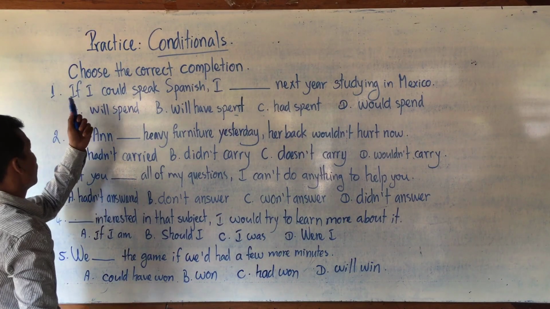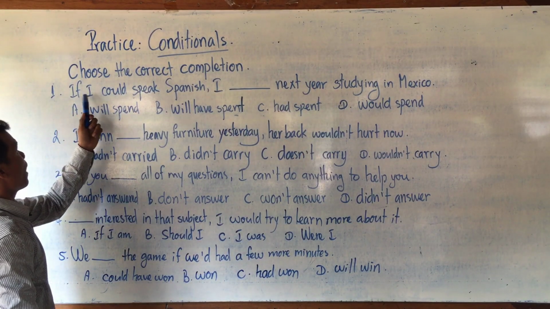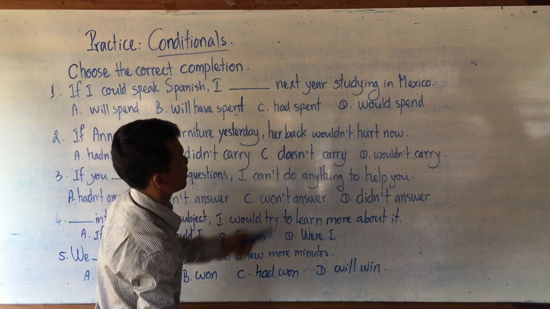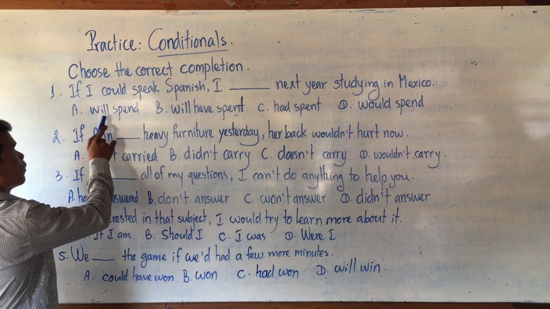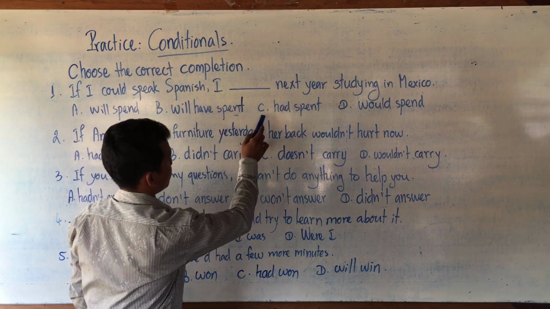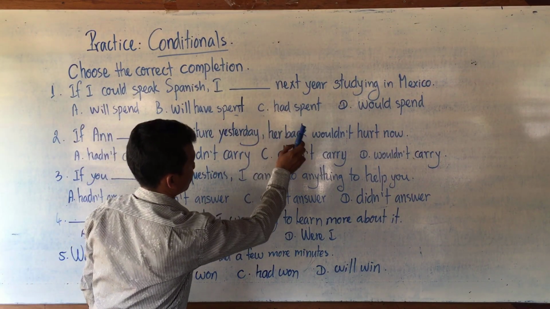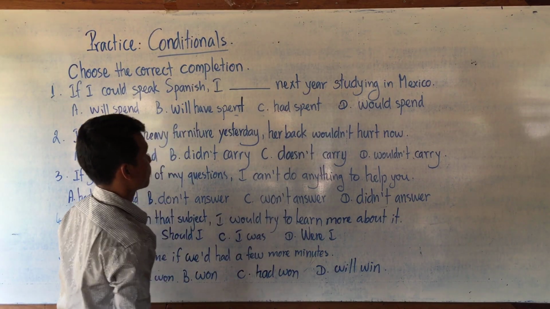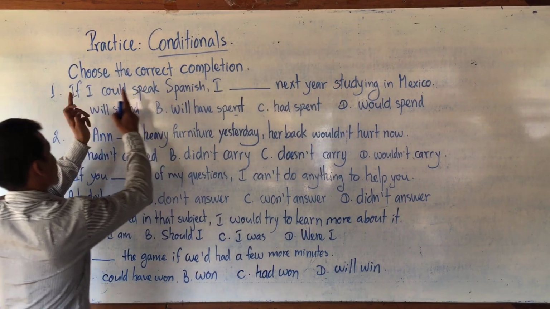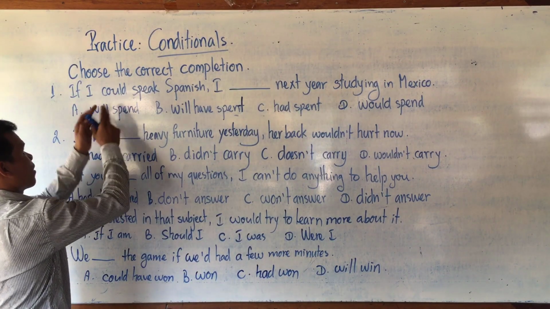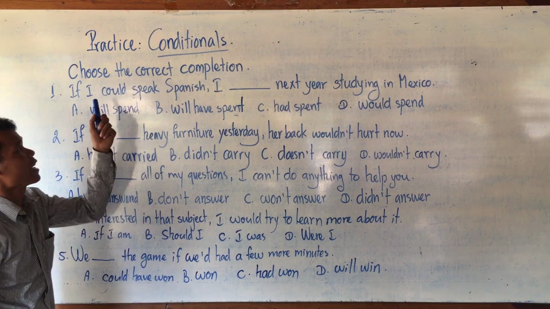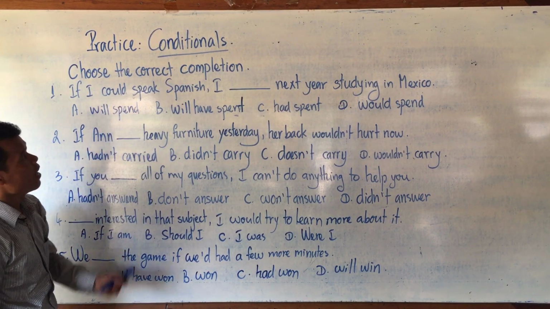Okay. Number 1. If I could speak Spanish, I next year studying in Mexico. A, will spend. B, will have spent. C, had spent. D, would spend. The verb in the main clause is hidden, and the verb in the subclause is shown. Which tense is it?